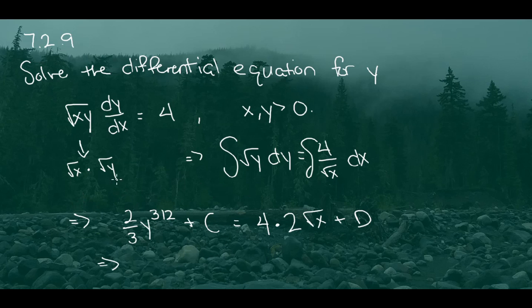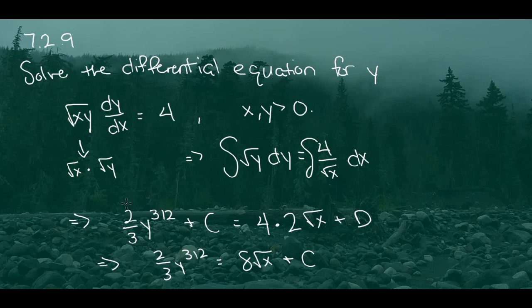So now I'm just going to solve this for y. So the c moves over. These just become c and d together. I'll just call it c. But yeah, so I have 2/3 y to the 3/2 is equal to 8 square root of x plus c, because that's just an arbitrary constant.